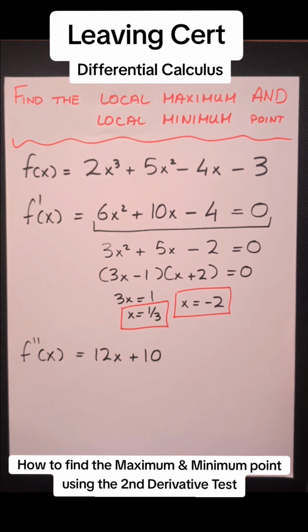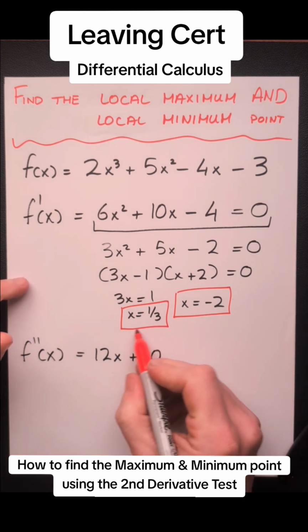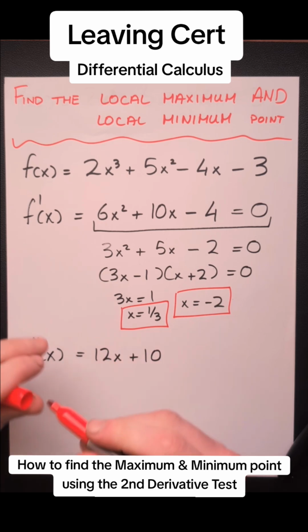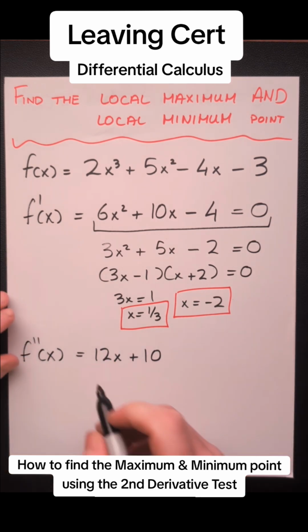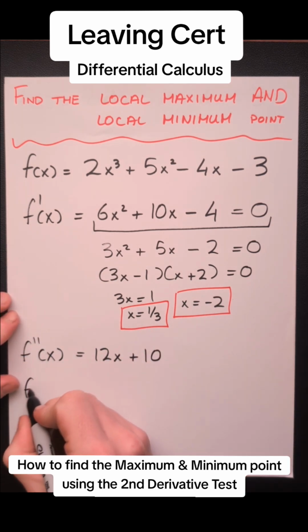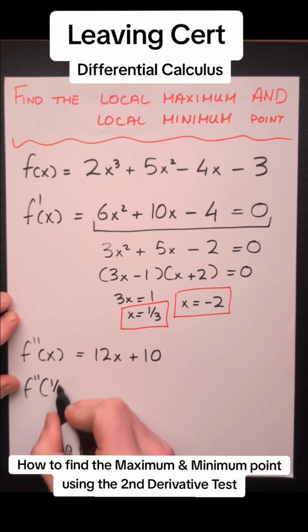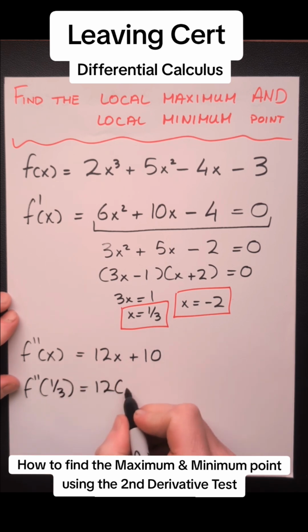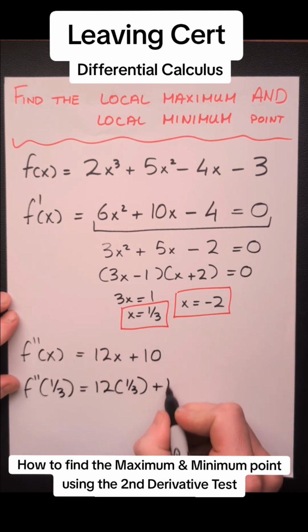And what is the second derivative test? Well, in the second derivative test, we actually take these numbers and we put them into the second derivative and we see what we get. So let's take 1/3 first. So let's put 1/3 into the second derivative. That gives us 12 times 1/3 plus 10.